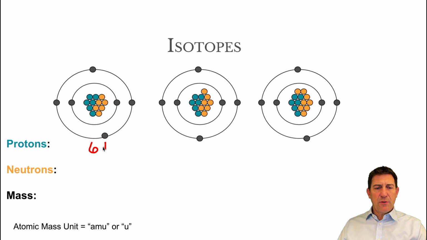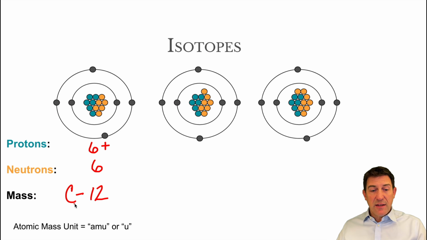I can put a plus with those, but we don't really care about the charge for this because we're just counting the number of things in the nucleus. Over here, this has 1, 2, 3, 4, 5, 6 neutrons. They don't have a charge, so I'm just going to write it as a 6. To find the mass, we add the protons with the neutrons. So this has a mass of 12. When we write this out, we would say this is called carbon 12. It is the atom carbon. It has an overall mass of 12 atomic mass units, which can be abbreviated with a U.